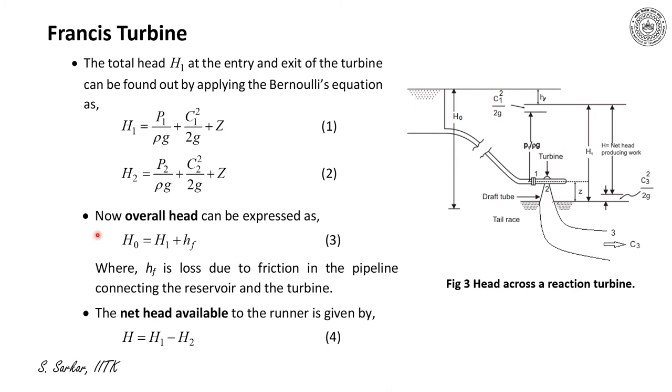Now the overall head can be expressed as H0 equal to H1 plus Hf. Hf is the loss of head due to friction in the penstock. Please note that I have indicated here H1 and Hf. So H1 and Hf have been marked here along with C1 squared by 2g, which is the velocity head at entry. Now, the net head available to the runner is given by H1 minus H2, which is equal to H. That's equation number 4. So I have defined here the overall head, and also I have defined here the net head available to the runner.